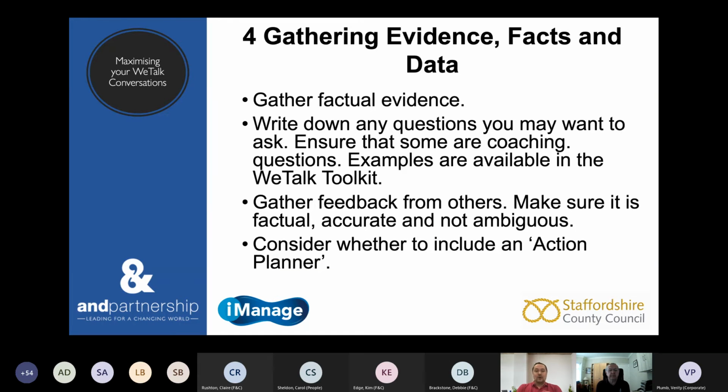And then the final point on there is around considering whether to include an action planner. So again, you've got a useful document there, which is available on the intranet, which is your action planner. I guess it does what it says on the tin. If you do feel that as part of the WeTalk conversation, it will be useful, helpful to set up an action plan, then this can be a really useful document and a tool that can help you co-create. And again, remember, it's about co-creating that action plan, not the leader just setting that action plan and that's it, set in stone. You want it to be two-way.